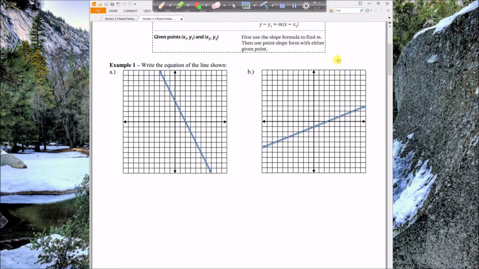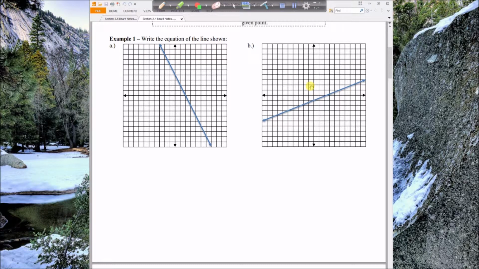Okay, so here they gave us 2 graphs and they say write the equation of the line. Now if they give you a graph, the easiest thing to do is find the y-intercept and then find the slope and write it in slope-intercept form. So in this line right here, the y-intercept is over here, which is at 4. So b is 4. And now we just have to find the slope.